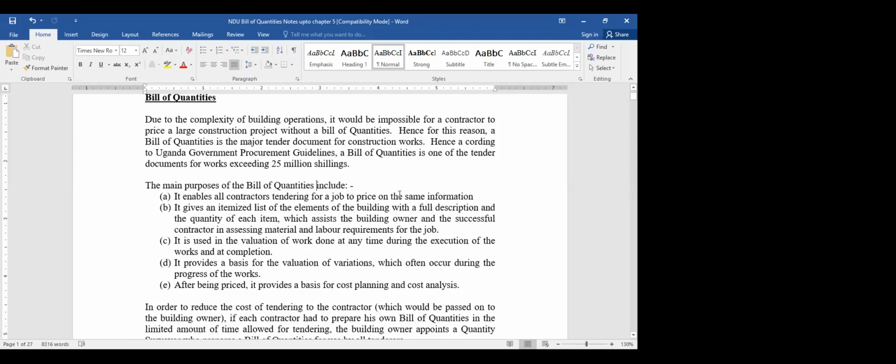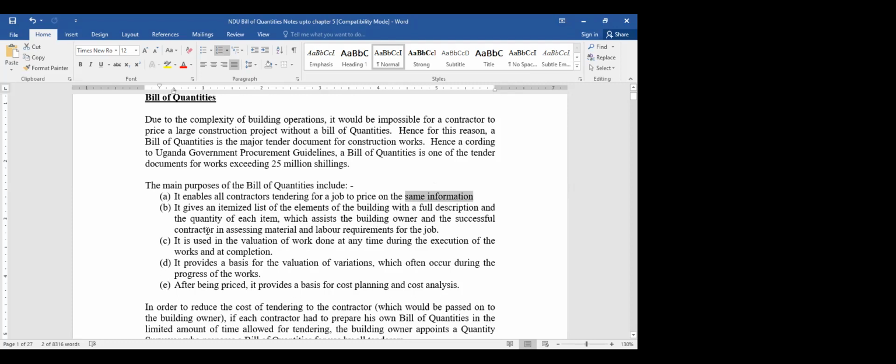For example, if it's laying a slab, we indicate the type of slab that we want done, the size of the slab and everything. Then the different contractors will be able to price on that information. So that's what we are saying: it enables contractors tendering for a job to price on the same information. Then two, it gives an itemized list of the elements of the buildings with a full description and the quantity of each item, which assists the building owner and the successful contractor in assessing material and labor requirements.